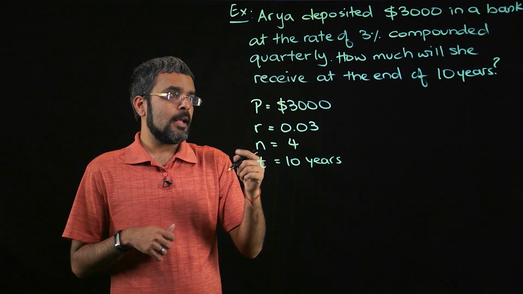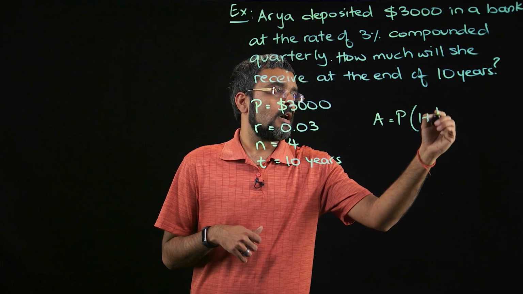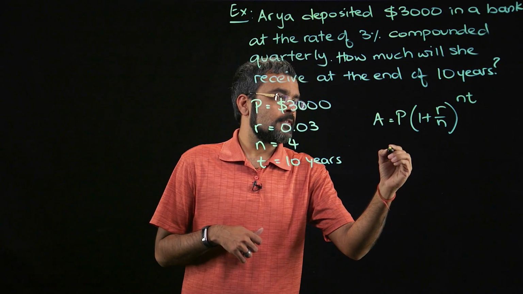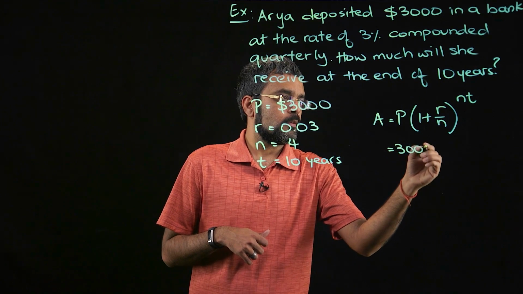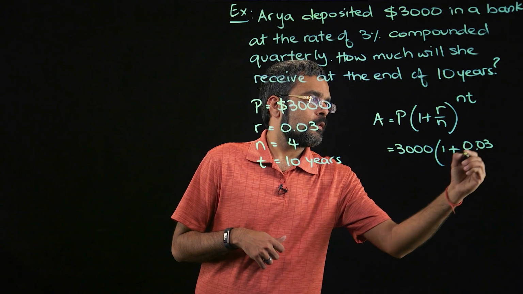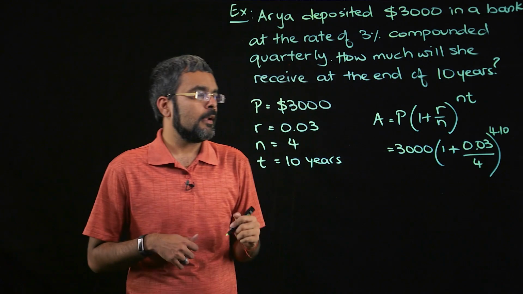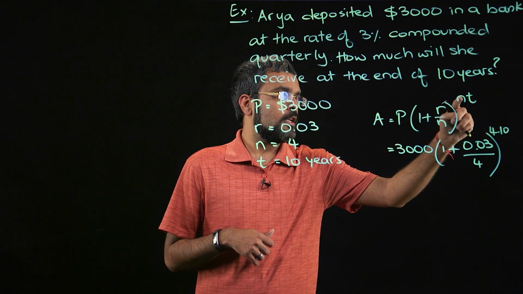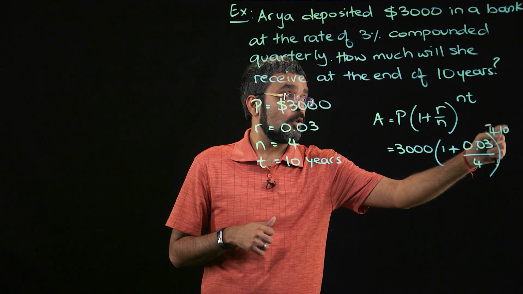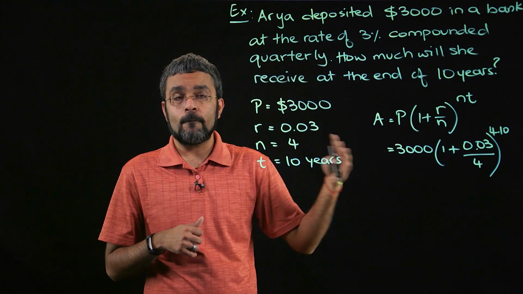Okay, so let's go ahead and feed this in our formula. We have A equals P times (1 plus R over N), all of this to the NT. What does that give us here? That gives us 3,000 times (1 plus 0.03 over 4) to the 4 times 10, right? Now, if you look at the exponent carefully, 10 is your years, N is the number of quarters I have in 1 year. So in 10 years, I'm going to have 40 quarters, right? If in 1 year I have 4 quarters, in 10 years, I'm going to have 40 quarters.